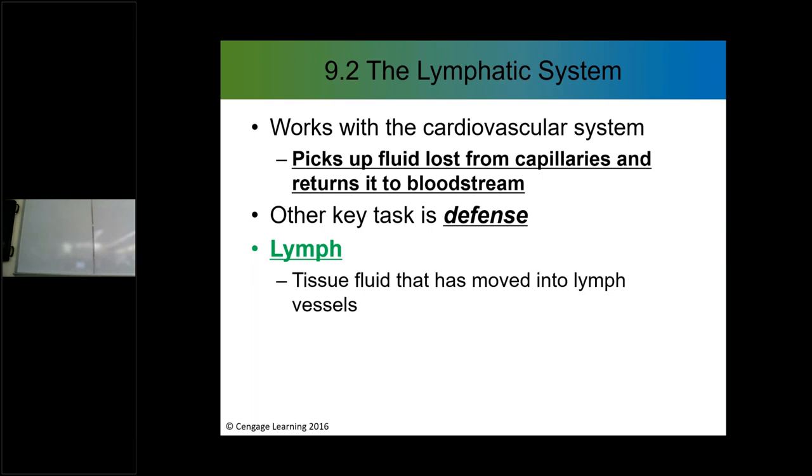So look on the slide again. The lymphatic system has this fluid loss from capillaries. Tiny blood vessels will leak fluid. Do you remember the fluid portion of the blood is the plasma? Part of that fluid is going to leak out into the body tissues. And then the lymphatic system, with these tiny vessels we're going to look at in a moment, will take it up, and that becomes this lymph. Look here where it says lymph: tissue fluid that has moved into lymph vessels. So this lymph is a blood product. It's the fluid portion of the blood.